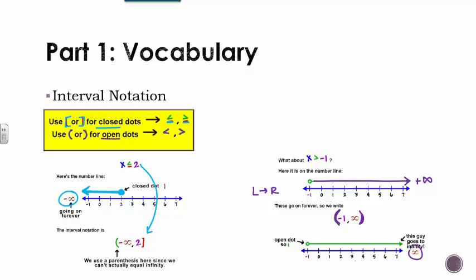Infinity should always have a parenthesis around it because you can't ever equal infinity. And if we were to draw a bracket around it, that would imply that we equal infinity. And infinity is not really a number. It's just a symbol that stands for the biggest number you can think of.